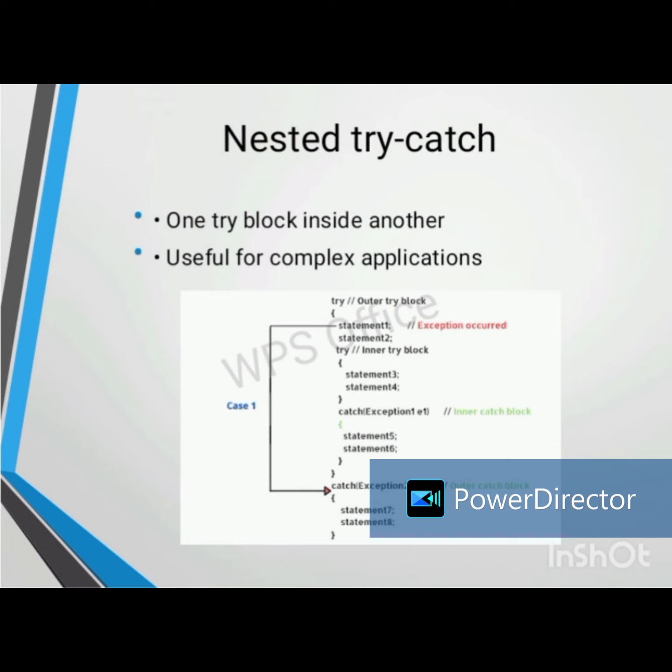Nested try catch. There are situations where you might need to handle exceptions inside another try block, and that's where nested try catch blocks come into play. A nested try catch means placing one try block inside another. This technique is helpful for managing exceptions at multiple levels of execution, especially in complex applications.